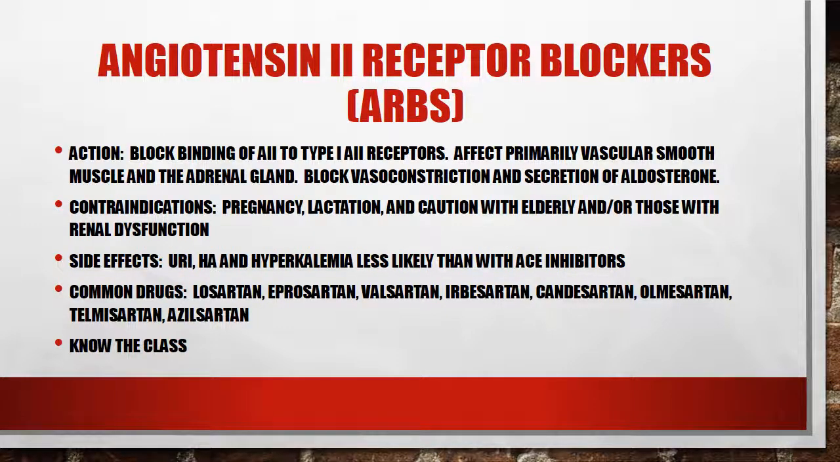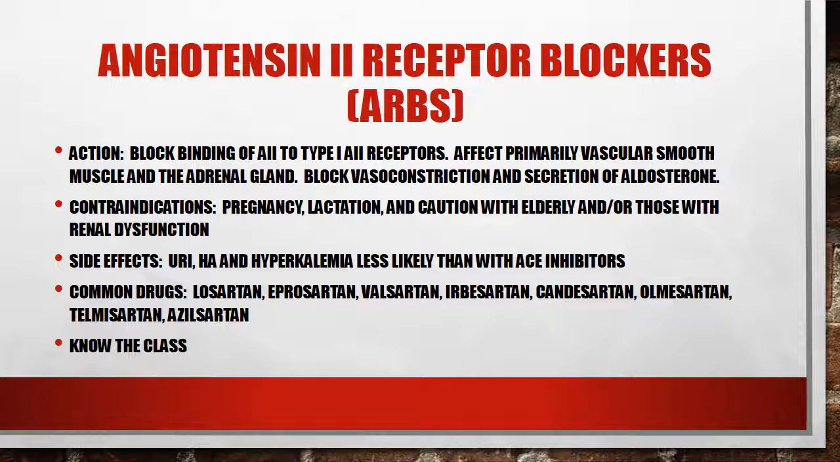Okie dokie. Now, a similar antihypertensive is your ARBs, or your angiotensin 2 receptor blockers. I like to call them ARB sartan Spartans. They block angiotensin 2 to type 1 angiotensin 2 receptors, and they primarily affect vascular smooth muscle and the adrenal gland. They block vasoconstriction and the secretion of aldosterone. Contraindications, also pregnancy and lactating women, and you have to use this cautiously with the elderly and anybody with renal dysfunction, so that part didn't change.